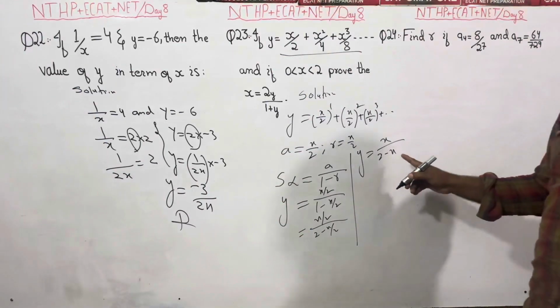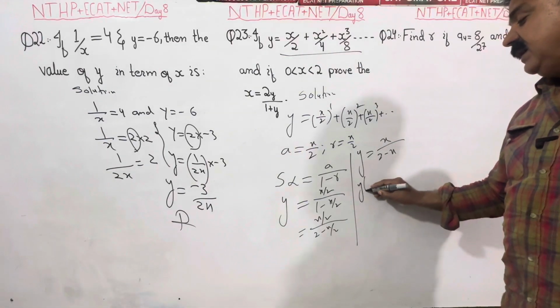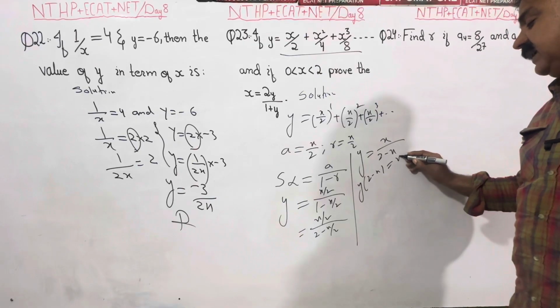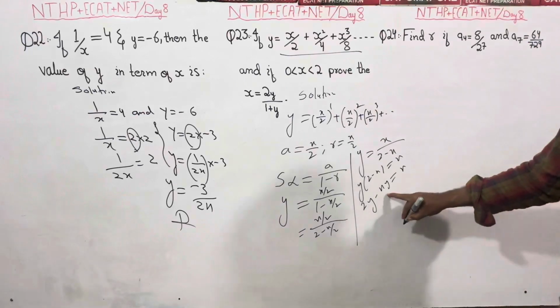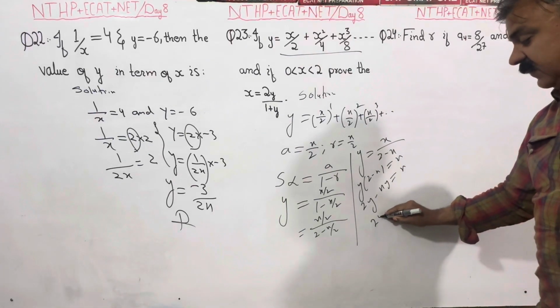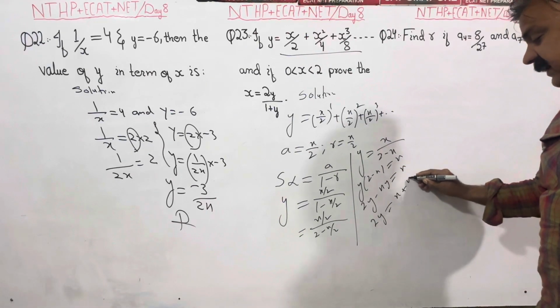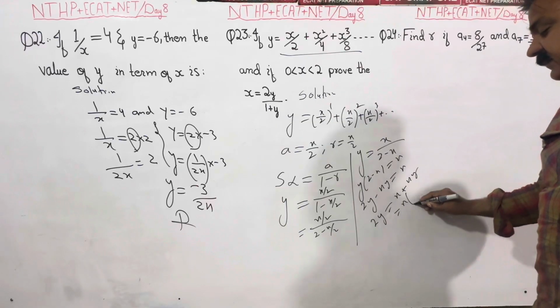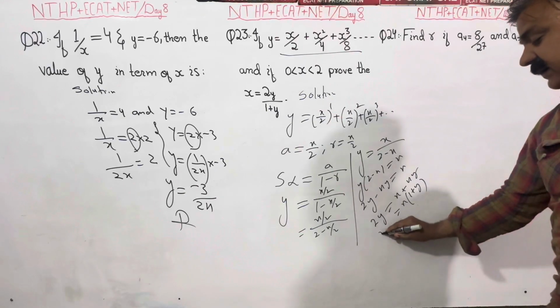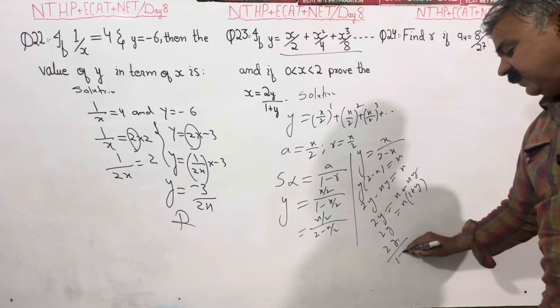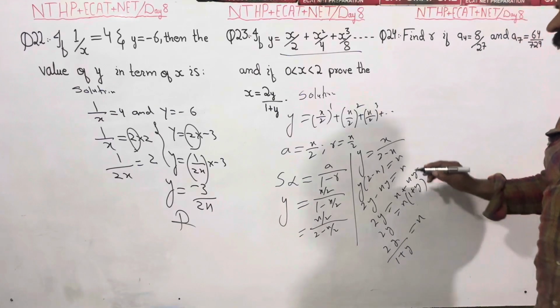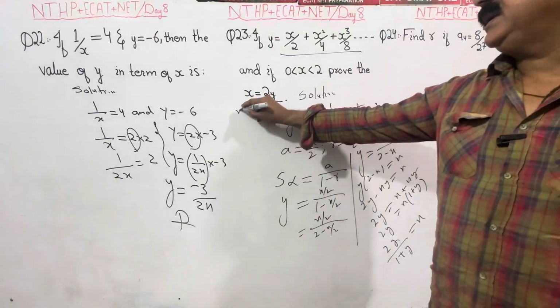We are interested in x. Cross multiply: y times 2 minus x is equal to x, or 2y minus xy is equal to x. Solve for x: shift, 2y is equal to x plus xy. Taking x common, 2y is equal to x times 1 plus y. Shift 1 plus y here, x is 2y over 1 plus y. That's the value of x that we have successfully managed.